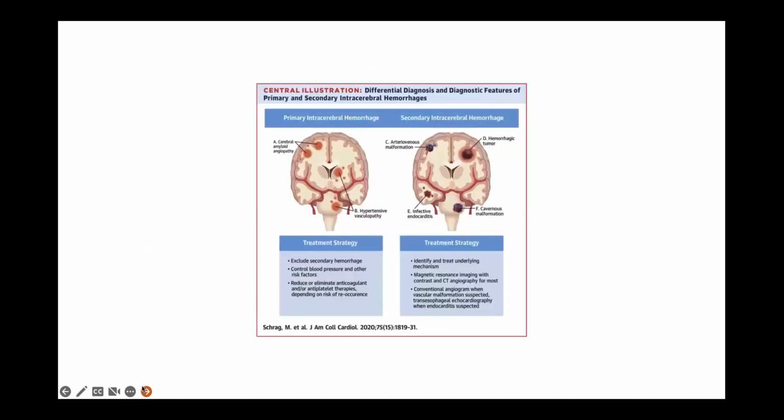Okay, as we see here in the photo, we have the two types of the central illustration. We have the primary intracerebral hemorrhage and the secondary intracerebral hemorrhage. So next.